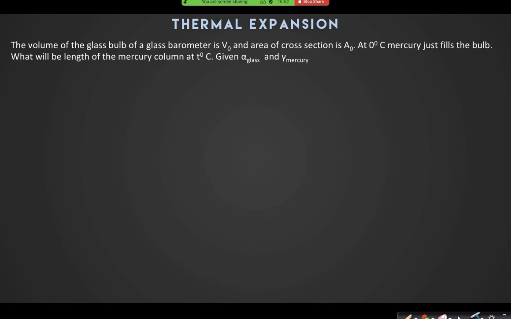The volume of the glass bulb of a glass barometer is V naught and the area of cross section of the tube is A naught. At 0 degrees Celsius, mercury just fills that bulb. What will be the length of the mercury column at T degrees Celsius? Alpha of glass and gamma of mercury are both given.